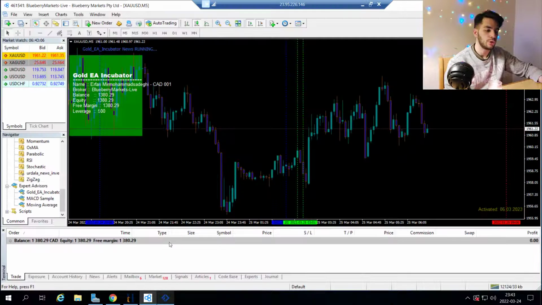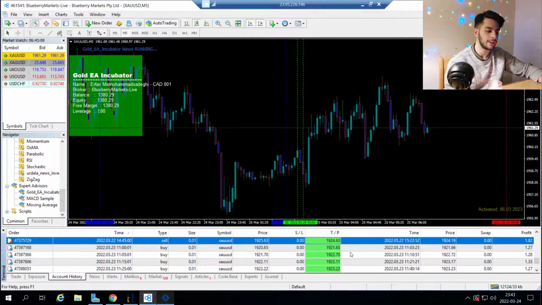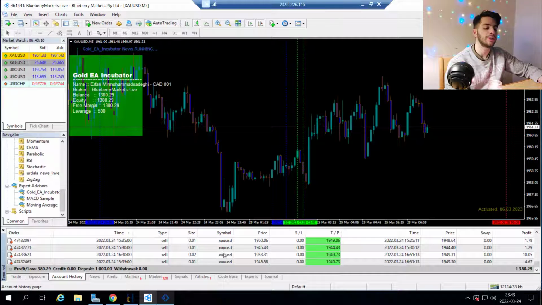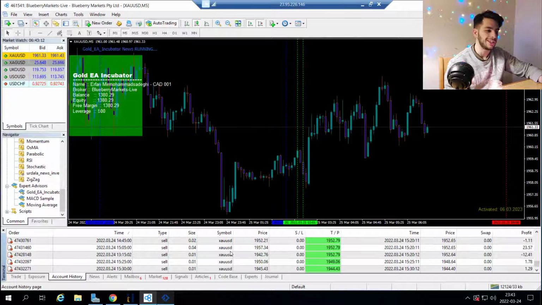And if I want to show you my VPS account, it looks like this: account history, and these are all the trades that it took during the London session in the past 24 hours, which is absolutely insane.